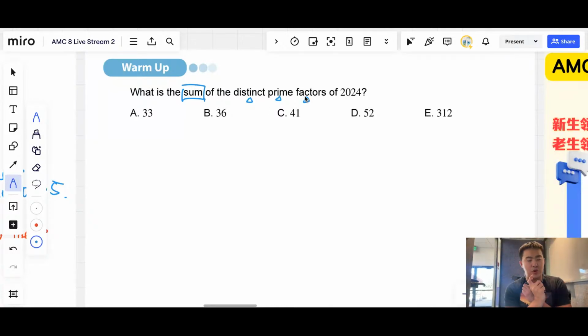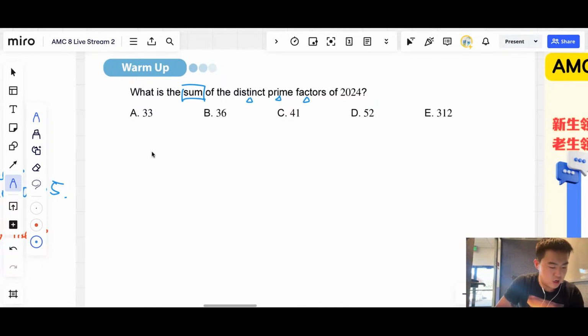So by saying the word distinct, we are referring to the fact that we are only counting those numbers that appear once. For example, if 2 is a prime factor and appears several times, we only add it once. So that's what the word distinct is referring to, okay? Let's be clear on that.